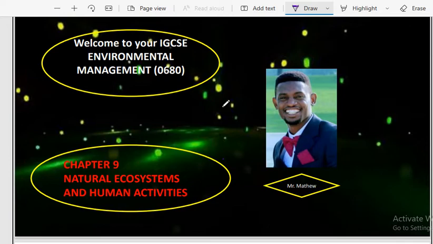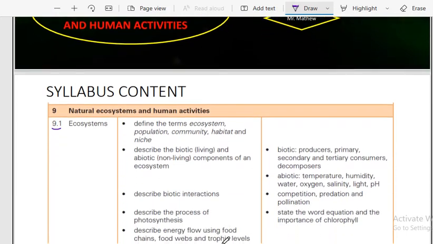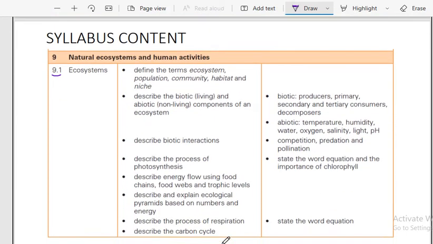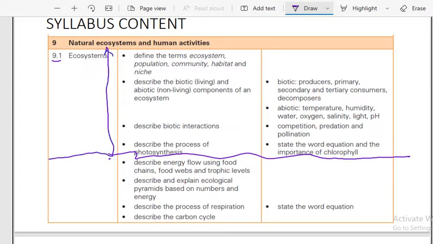In our previous class, we stopped at the process of photosynthesis under 9.1 natural ecosystem and human activities. So we've been able to cover from this aspect upward. Sorry, I'm still trying to learn how to use the pen tool. So from here, we're going to start from this part downwards today, and for this section, we're going to finish the syllabus content 9.1.